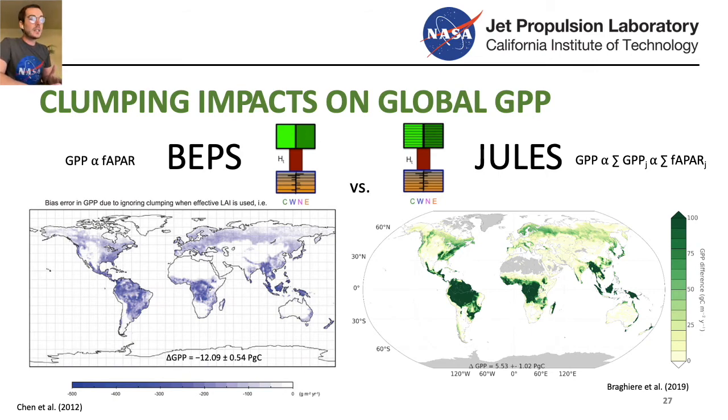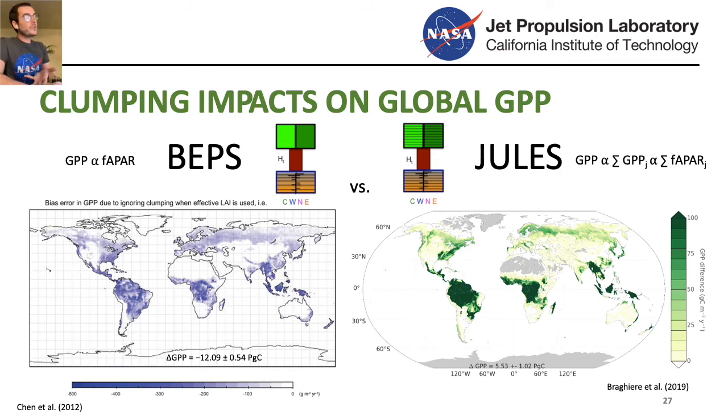So when we add clumping, we increase global GPP. Why is that? Well, that is because BEPS is a big-leaf canopy like this one. So GPP is proportional to, or somehow related to, FAPAR. If you put FAPAR up or down, GPP will respond in the same way.